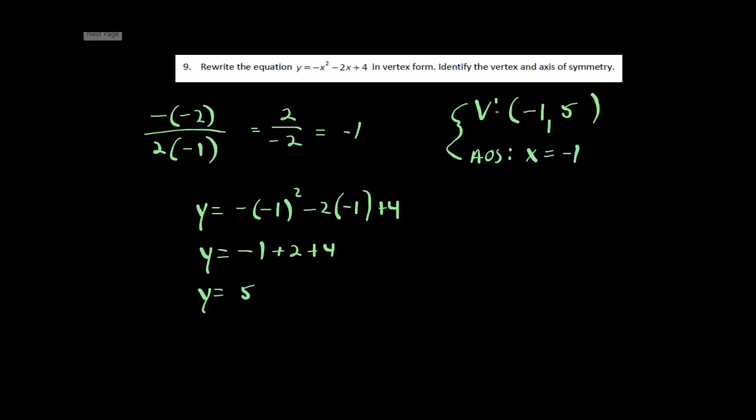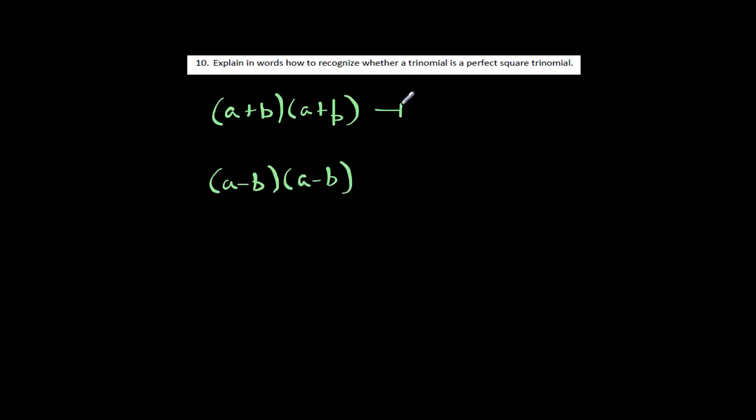X equals -1. Okie dokie, number 10. Explain in words how to recognize whether a trinomial is a perfect square trinomial. So remember, a perfect square trinomial is a result of a binomial multiplied by itself, whether it's a plus b times a plus b or a minus b times a minus b, either one. When you multiply these out, you get a squared plus 2ab plus b squared, or you get, in this case, a squared minus 2ab plus b squared.